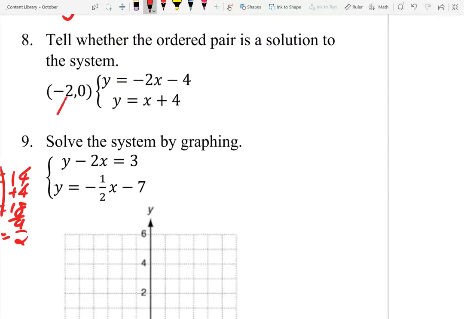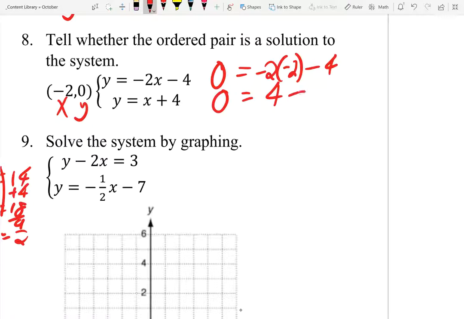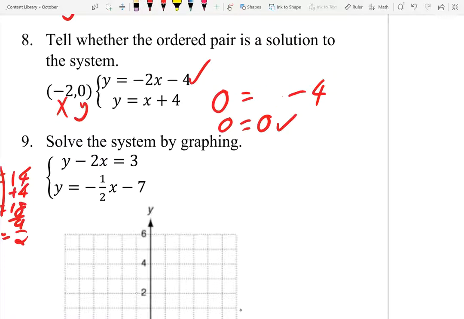Same idea with this one, right? -2 is the x, 0 is the y. So we're just going to plug those numbers in and see if they work. The first equation is y equals -2x minus 4. But I'm going to plug in 0 for y, and I'm going to plug in -2 for x. So I have 0 equal to negative 2 times negative 2, which makes positive 4, minus 4. 4 minus 4 is 0, so it works in that equation, which is good to know.